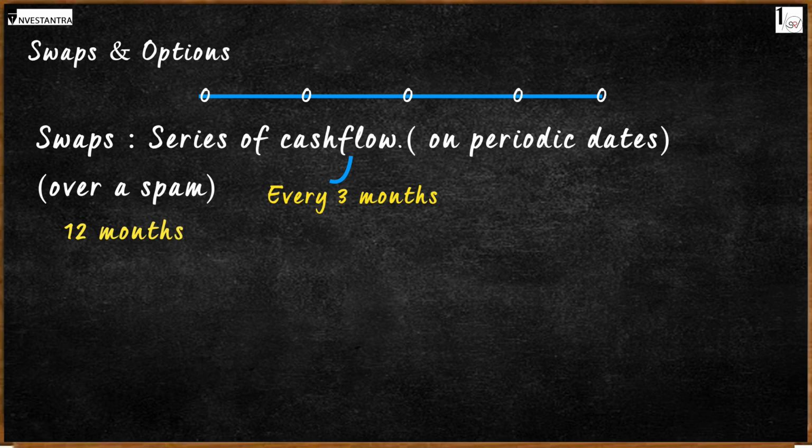Of course, I think here I've put 4, so I'll just change this to 12 months, right? There's a quarter over here. This is 3, 3, 3, and 3, and this is where the swap ends.